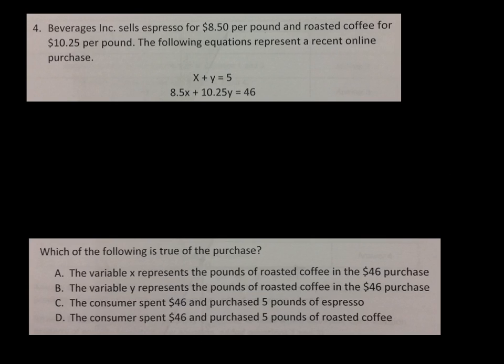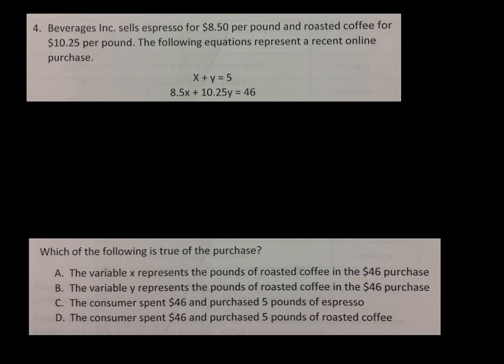Question number 4. Beverages Incorporated sells espresso for $8.50 per pound and roasted coffee for $10.25 per pound. The following equations represent a recent online purchase. Now, which of the following is true of the purchases? Now notice they're not asking you to do actually any work. They're just asking you to identify the equations.